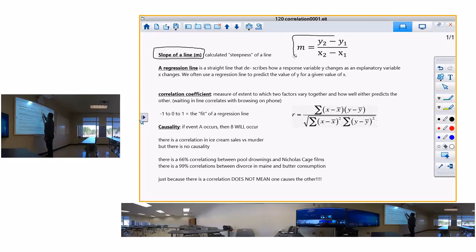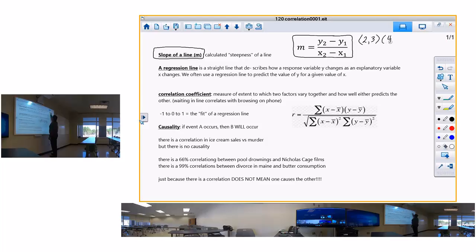If you're given 2 points and there is no context, what do I mean by context? Well, these are not widgets produced by a company. It's not gas mileage pertaining to the weight of a car. There's no context. It's just numbers. And when you have numbers, you're basically calculating just the slope.